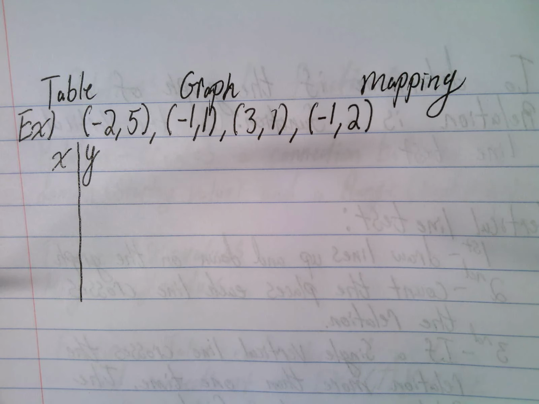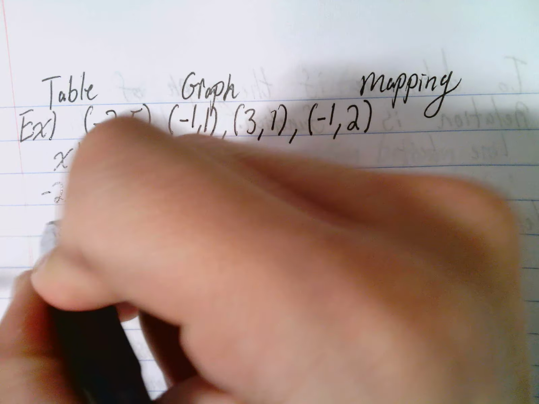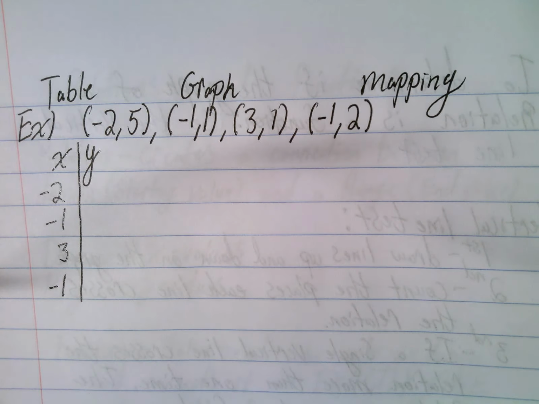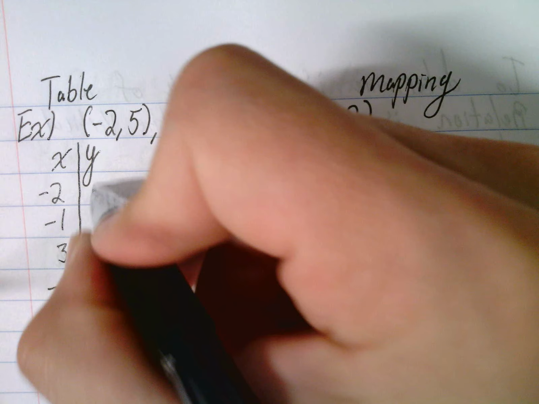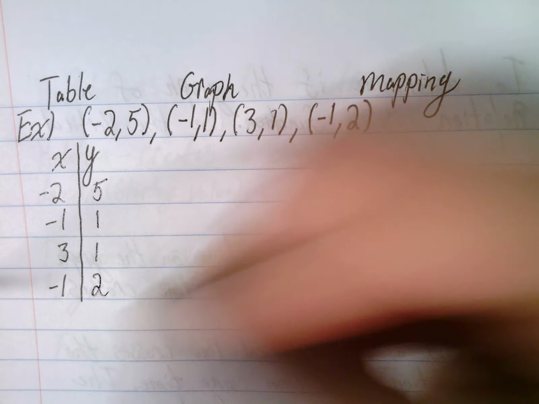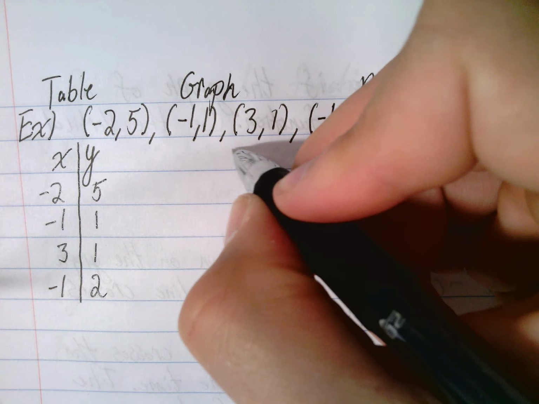Which ones are my X values? -2, -1, 3, -1. 3 and -1. What are my Y values for the corresponding X, Abby? Good. Let's do a quick graph.